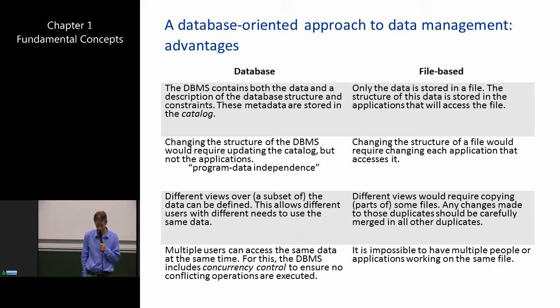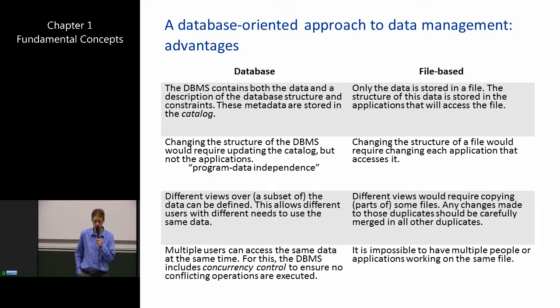In the database approach, if you change some of these data definitions, if you change the structure of the DBMS, it only requires updating the information in the catalog. So we can directly update data definitions in the catalog. We don't need to update the applications in any way. So we have program data independence. We have a very loosely coupled architecture there between the programs and the data, which is very sophisticated and which is very nice. This is as opposed to the file-based approach of data management.